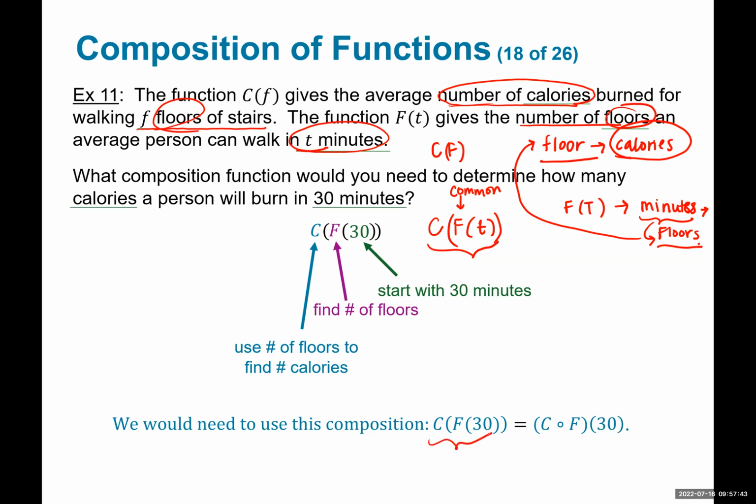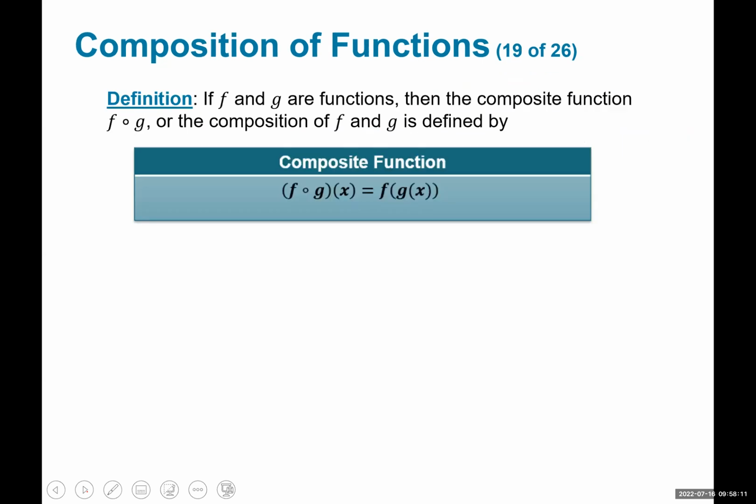How we write that with a composite symbol. That symbol is just like add, subtract, multiply, divide. We just added a new symbol, an open circle, and it just means to plug this function inside. So C of F of 30 basically tells you to find F of 30 first, and then plug that F value into C. So this is just, again, by definition, how it looks and what it means.